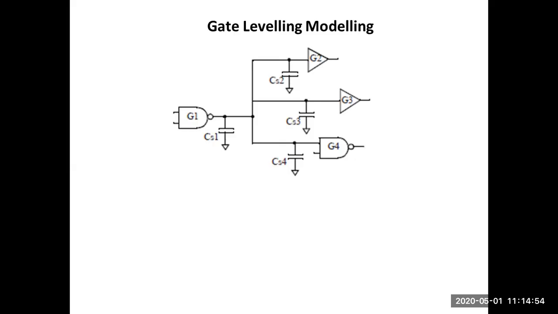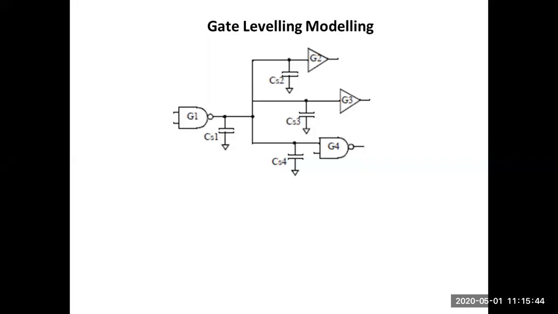In real designs, all the gates are associated with some kind of capacitances, whether inside the chip or on the PCB. When you have different ICs of NAND gates and buffers, the outputs as well as the inputs of the ICs have some capacitances associated with these input and output nodes. Here CS1 is the capacitance at the output node of NAND gate G1. Similarly, buffers G2 and G3 have the capacitances CS2 and CS3 at the inputs of these gates. Similarly, NAND gate G4 has a capacitance at its input, shown here by CS4.